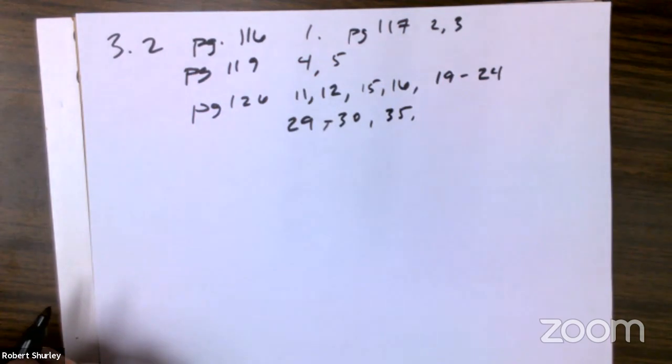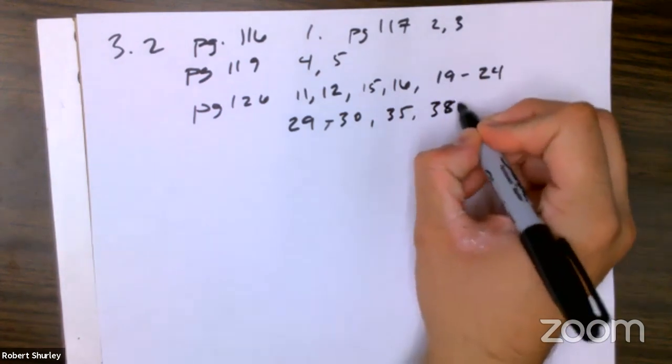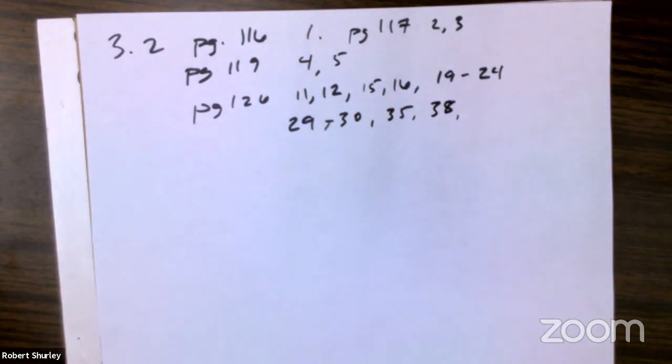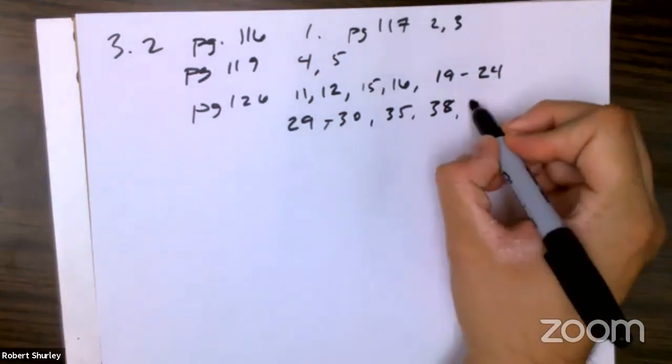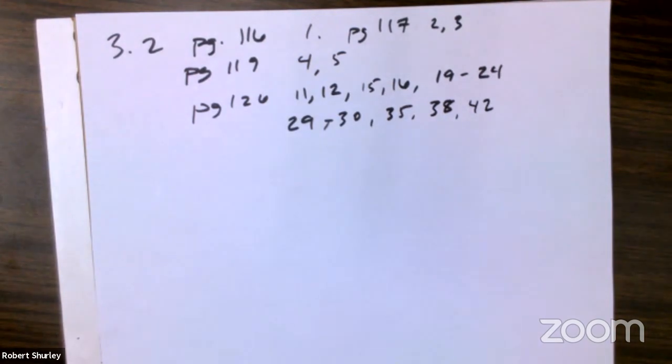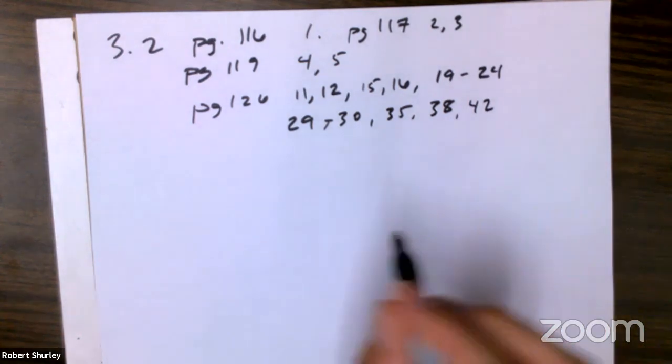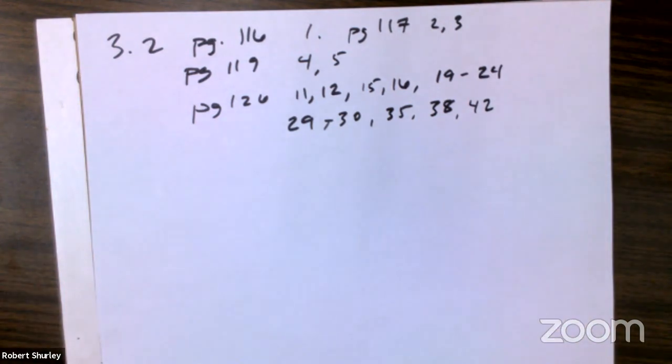Amazon taking over. 38. 42. And then let's do, we'll stop right there. Okay. So that's for 3.2. It's really not that much. I just had to kind of break it apart.